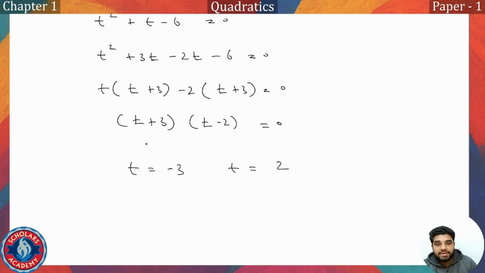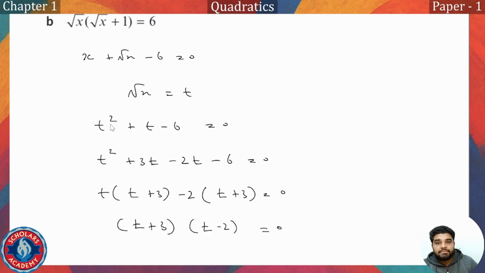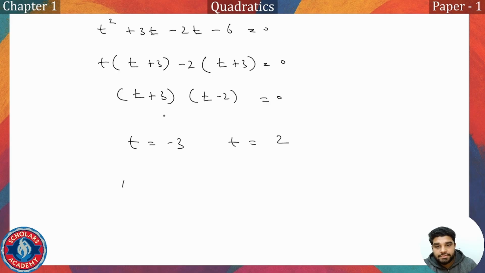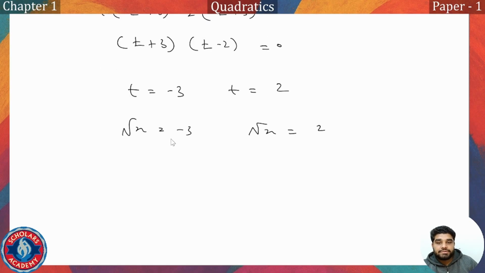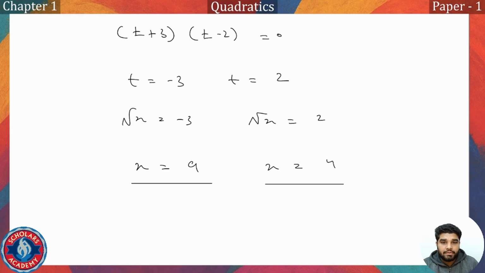So these are the two values of t. Substituting it back, in place of t, we get root of x. So root of x is equal to negative 3. Root of x is equal to 2, right? If we simplify it, taking square both sides, we get x is equal to 9 and x is equal to 4. Over here, we will not take this particular value of x.